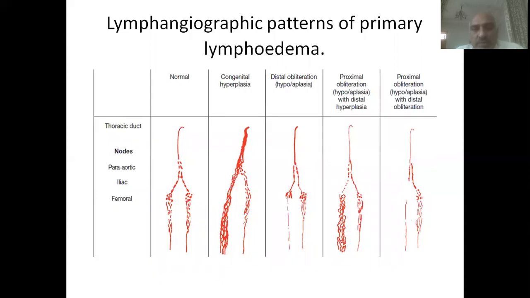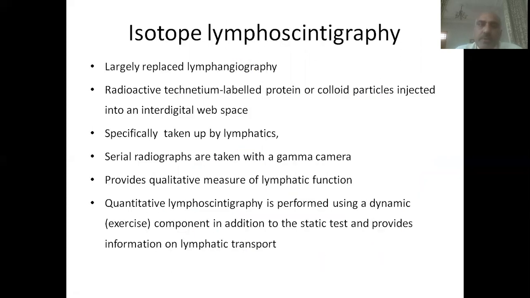This is the lymphangiographic pattern of primary lymphedema. This is the normal one. You can see symmetrical lymphatic channels, and then there are lymph nodes, and this is the thoracic duct. Then there is congenital hyperplasia on one side, distal obliteration, aplasia of the channels, proximal obliteration, and then distal and proximal obliteration. So this will be the picture when you do lymphangiography of these patients.